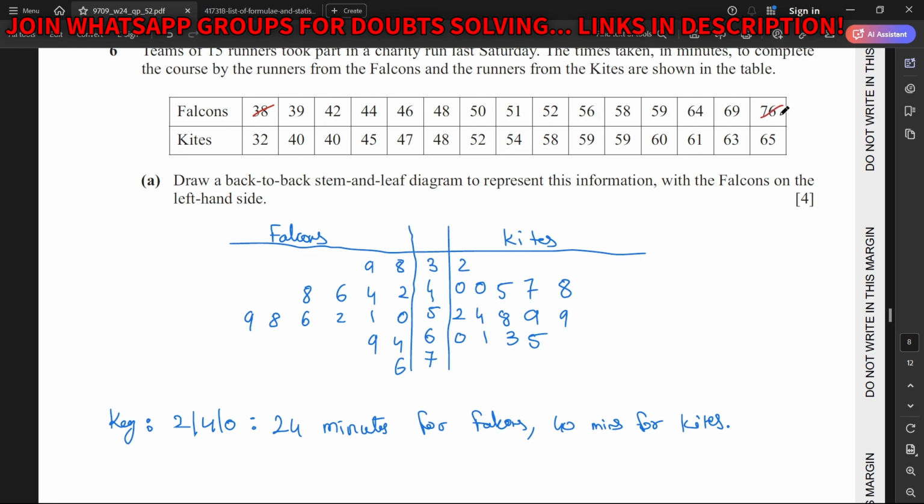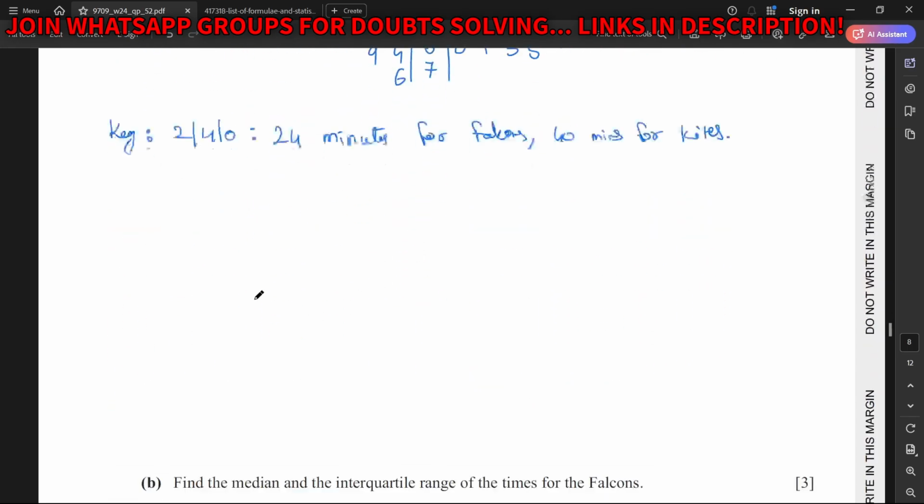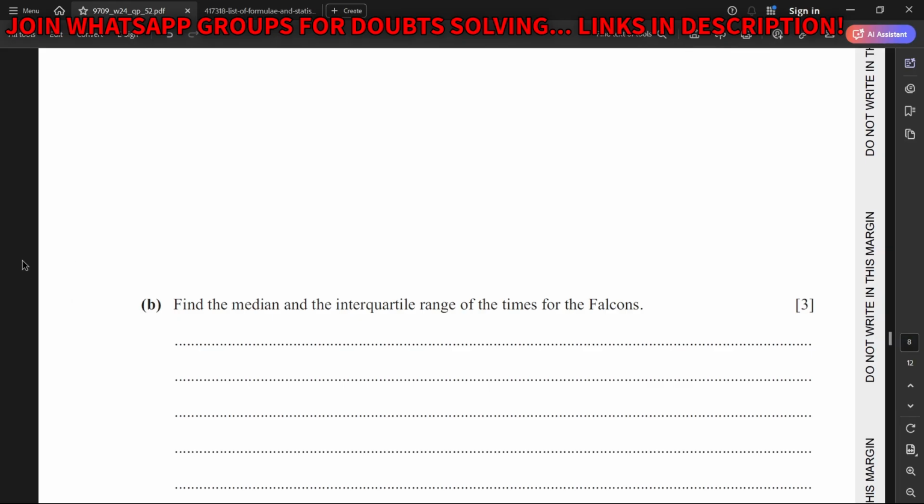So if I cut out this 38, 76, 39, 69, 42, 64, 44, 59, 60, 46, 58, 48, 56, 50 and 52. So the median value comes out to be 51. So I just mention it over here that the median is equal to 51 minutes for Falcon.